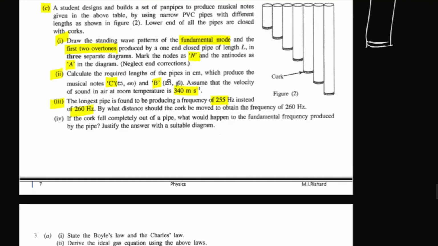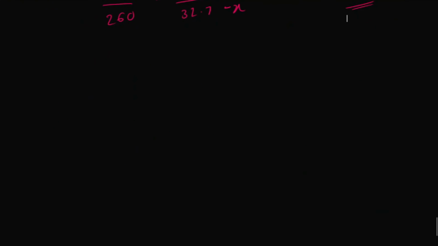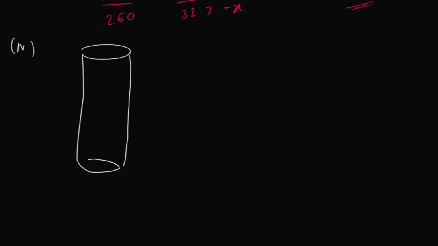Let's see the final fourth one. If the cork fell completely out of a pipe, what would happen to the fundamental frequency produced by the pipe? Justify your answer. So it's like this, there's the pipe, and now there's the cork as well.